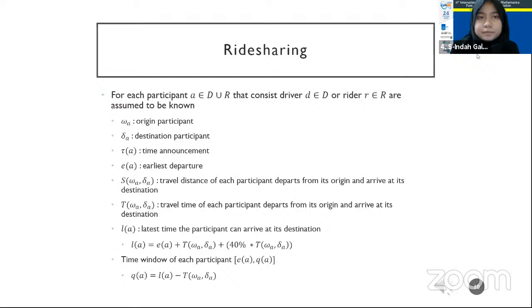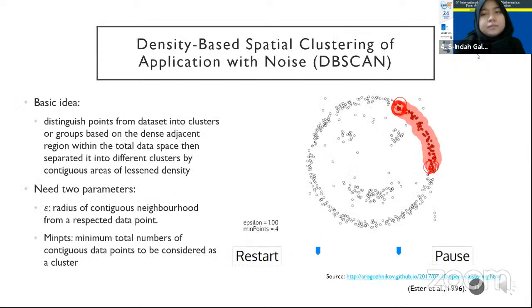Ride-sharing involves at least 2 sets of participants: a set of drivers and a set of riders. For each participant, A is an element of D union R, and the following are assumed to be known: the origin, the destination, time announcement, earliest departure, travel distance, travel time, and the latest time the participant can arrive at the destination, or latest arrival. For latest arrival, we calculate it by adding 40% of total travel time, to ensure both participants doing ride-sharing only add 40% of the participants' total travel time compared to not doing ride-sharing. And the last one is the time window of each participant.